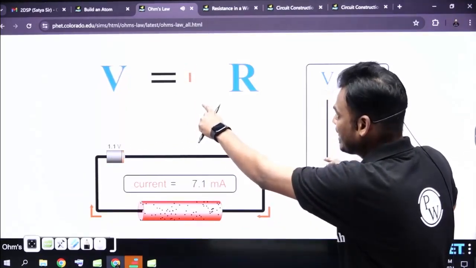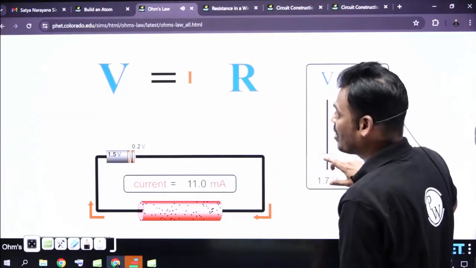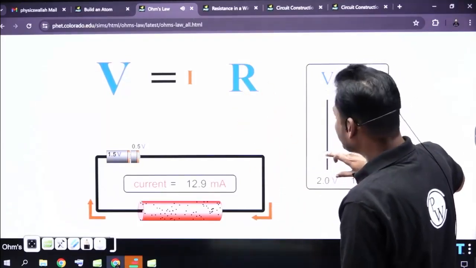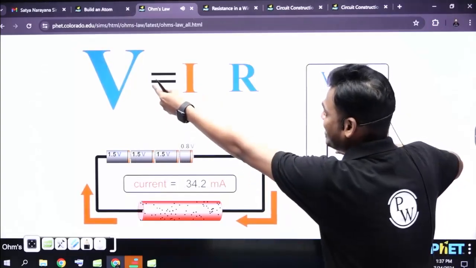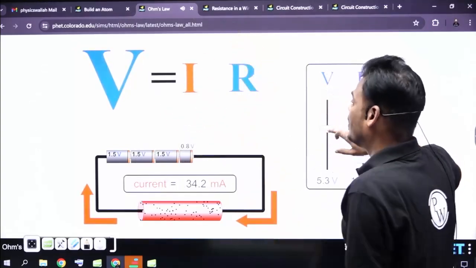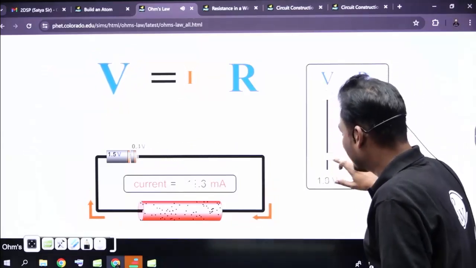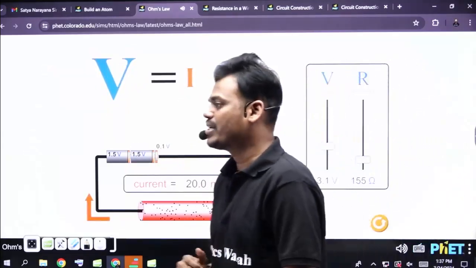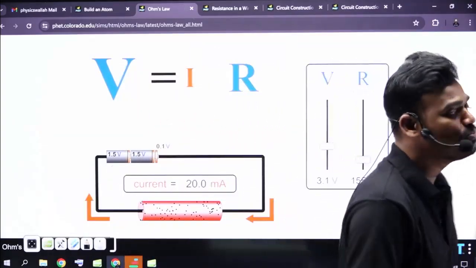See, increasing. R remains a constant. It is because it is a proportionality constant, right? So I keep on increasing. The current is increasing. As the potential difference increases, the current is also increasing. If I decrease the potential difference, current is also decreasing. So this relation gives one statement that we call Ohm's law.